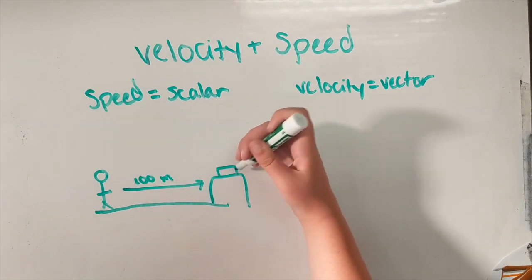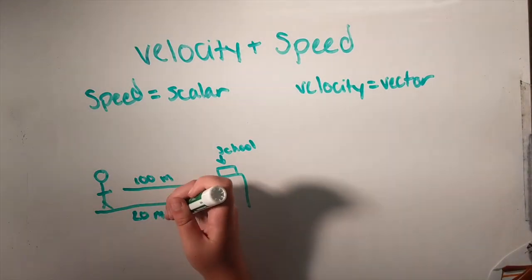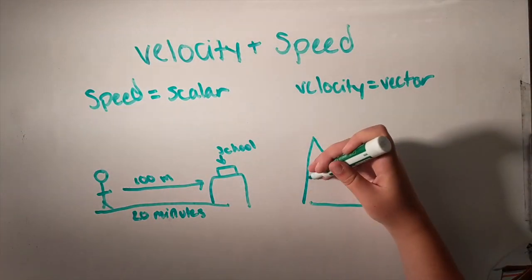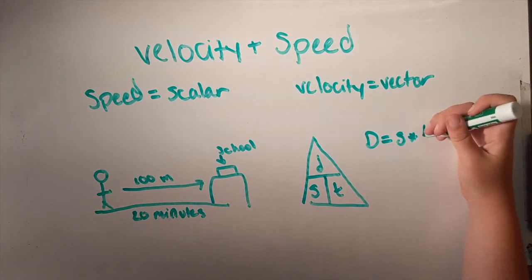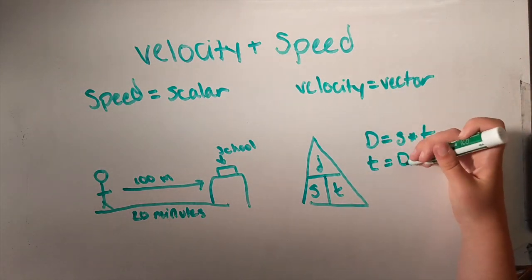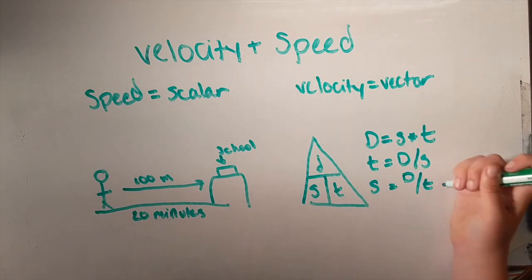Let's say you walk to school, and the school is 100 meters away, and it takes you 20 minutes to walk there. Speed is easy to find if we use this triangle. With this triangle, we can find these 3 things. Distance is speed multiplied by time. Time is distance divided by speed. And the equation we need is speed is distance divided by time.